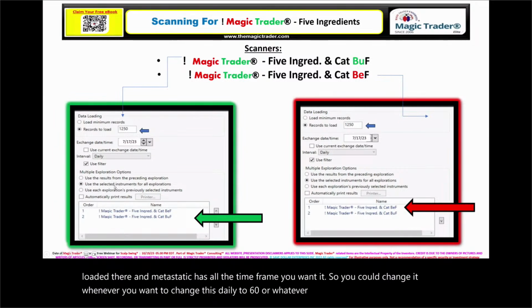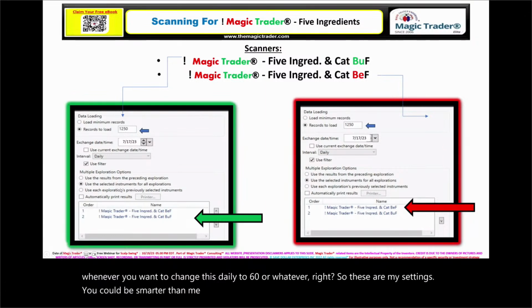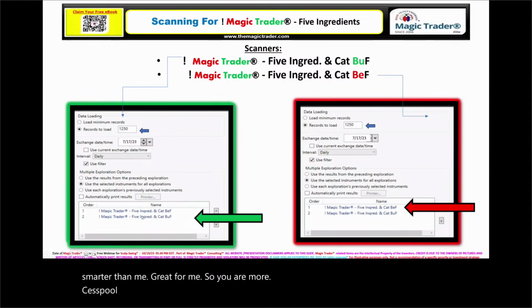Right? So these are my settings. You could be smarter than me. Great for me, so you are more successful, I'm happy, right? So this is the way I put them there for bullish, and this is for bearish, right? And we're good to go. So that's how I'm using this software to find the opportunity.